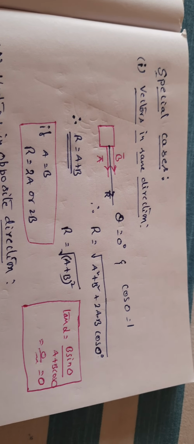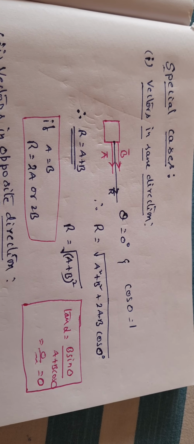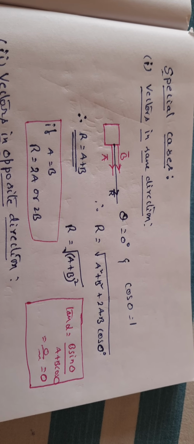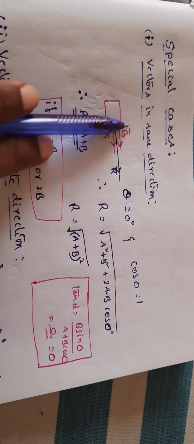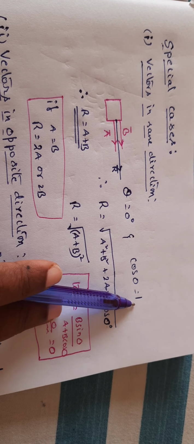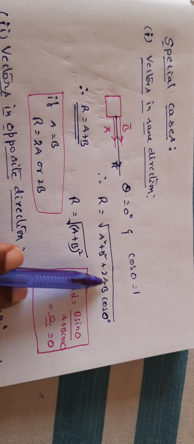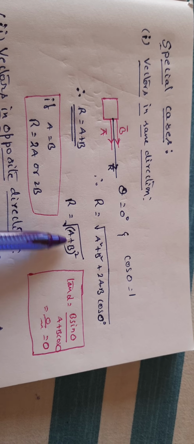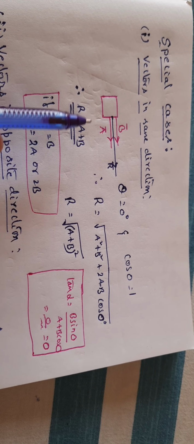Chalo, fatafat, let us play the concept under different cases. Yeah, first one, vectors in same direction. A bar, B bar in the same direction. The angle between them is 0, and cos 0 is 1. Substitute. That's all. A square plus B square plus 2AB. This becomes 1. So A plus B whole square under root. That is R is equal to A plus B.